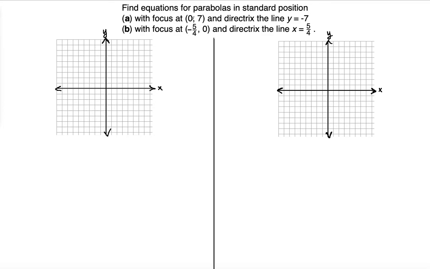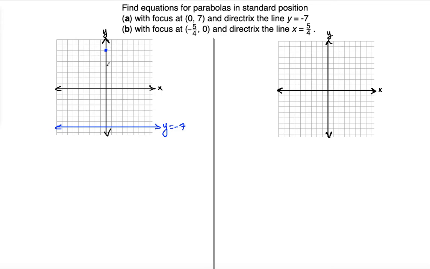Okay, so (0, 7) is the focus. So 1, 2, 3, 4, 5, 6, 7. So this is the focus. And the directrix is the line y equals -7. So -7 is the line. And let's see what that is. 1, 2, 3, 4, 5, 6, 7. So y equals -7 is this line, and this is the directrix. And the focus is here.